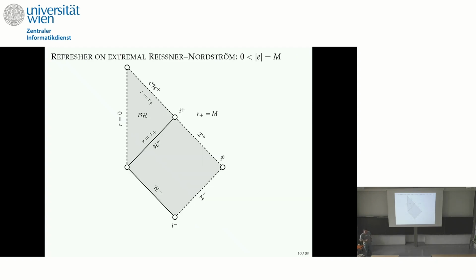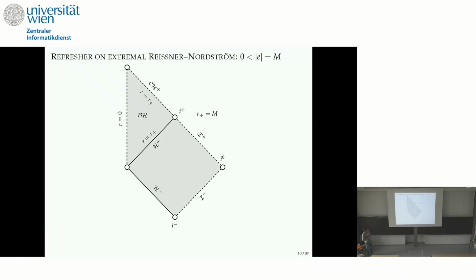Okay, so now the extremal case is when actually the parameter e equals M, and both of them are non-zero, then the solution looks like this. So this is now called extremal Reissner-Nordström. This will be actually the spacetime, or parts of the spacetime, which will be important later in the talk.